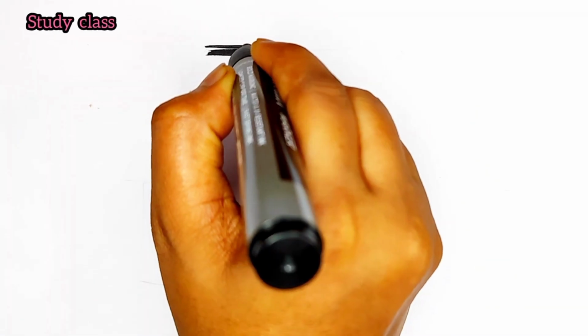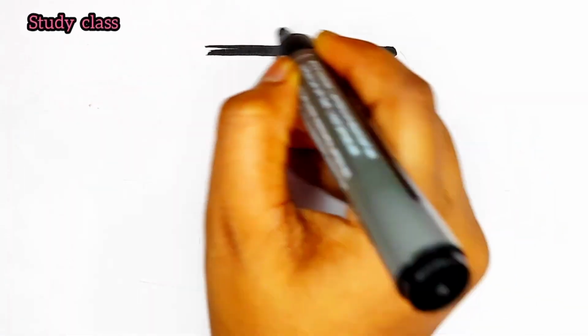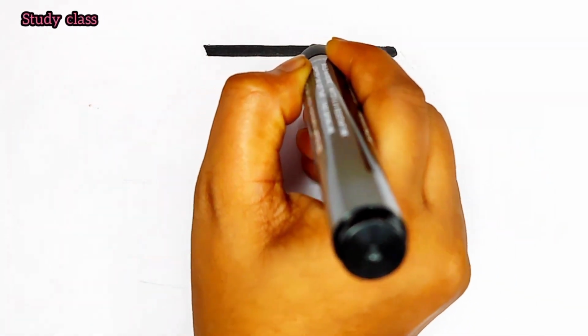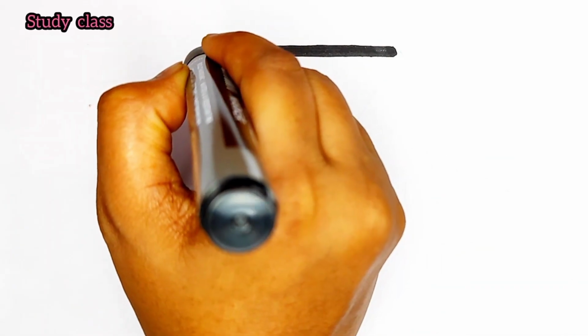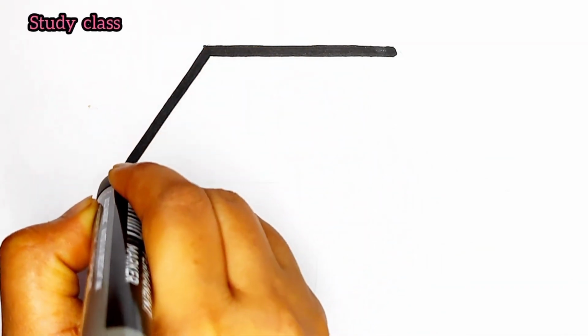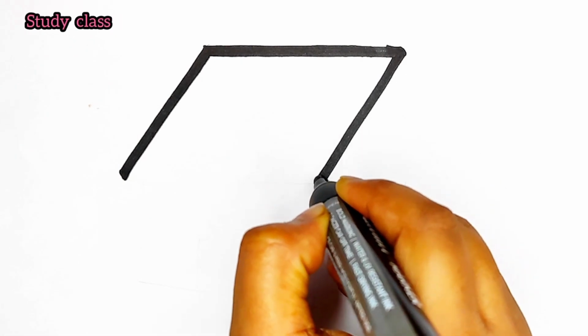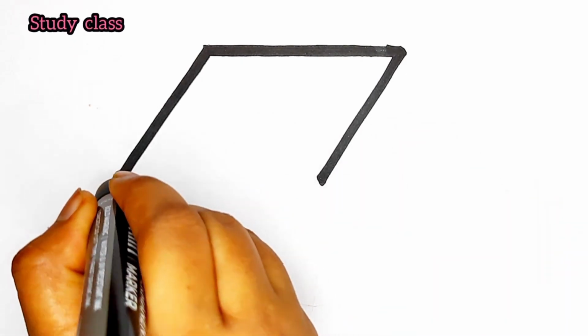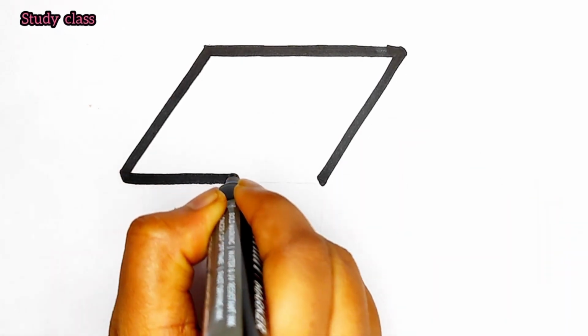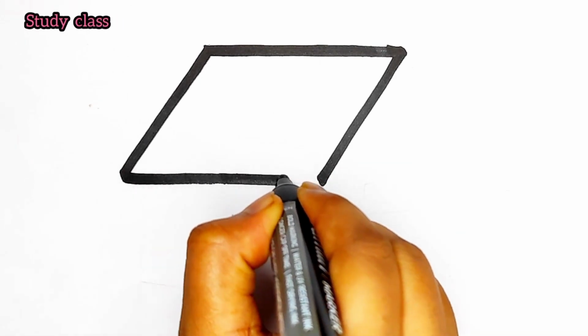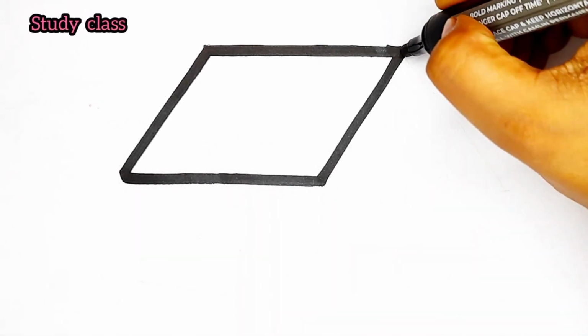Today we learn house drawing. At first, we took a black marker. Now we start the drawing. First, we draw a straight line. Next, we draw another straight line parallelly. And join this too.